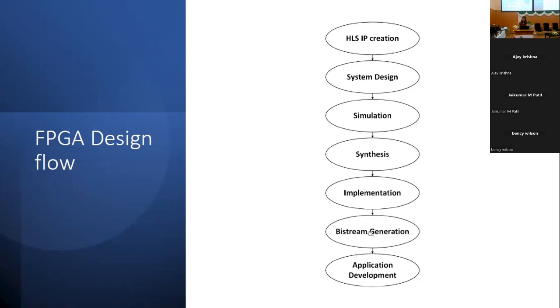Then bitstream generation means generating the output bit file, the binary file. Then at last, application development, in order to give input and get the output. Application development means I'll develop an application to give input to the accelerator and get the output from there. This is the accelerator process. It's not parts; it's the process of how to design an accelerator.